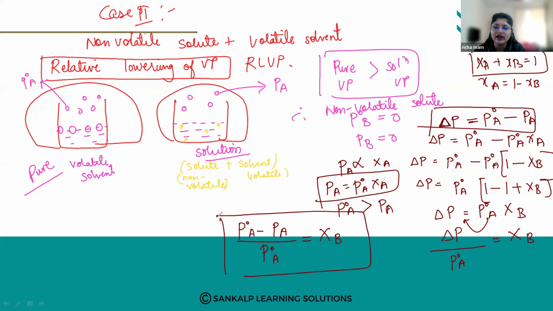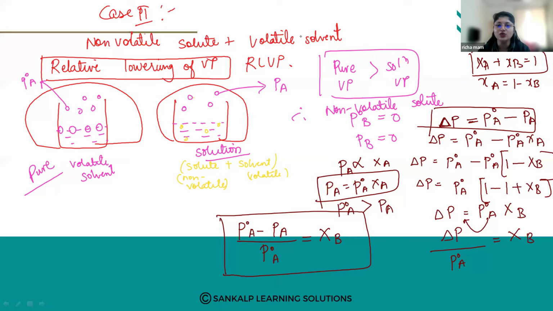This is the relative lowering of vapor pressure of the solvent due to the solute. We have calculated the mole fraction of component B, which is the solute. So RLVP, the relative lowering of vapor pressure, depends upon the amount of non-volatile solute. It does not depend upon the nature of the non-volatile solute. It depends on how much amount of non-volatile solute is present. So this is case 2. Understood? Is it clear?